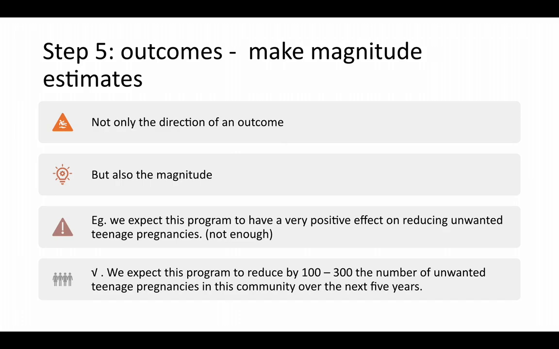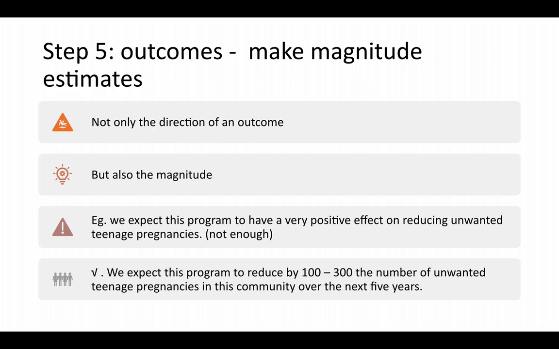And to project the outcome, as we said, not only the decrease or increase, the directions, but also the magnitude. How many percentage points, if you can quantify it. So let's see an example. Say we expect a program to have a very positive effect on reducing unwanted teenager pregnancies. Now this is a direction, because you want a positive effect in reducing unwanted teenager pregnancy. So this is the direction, but that's not enough. We need to know the magnitudes as well.